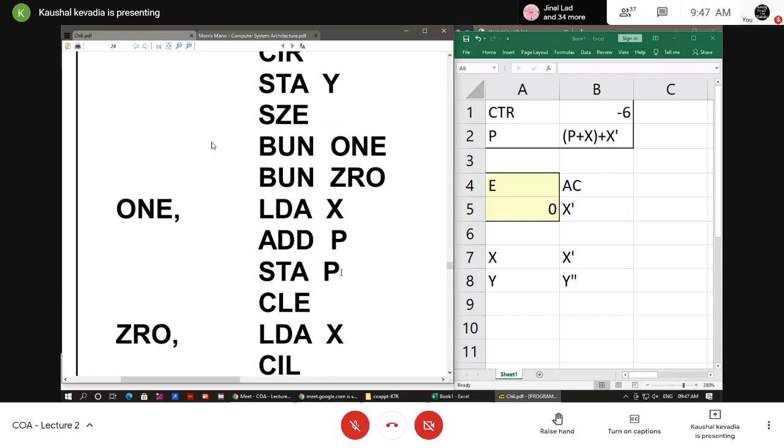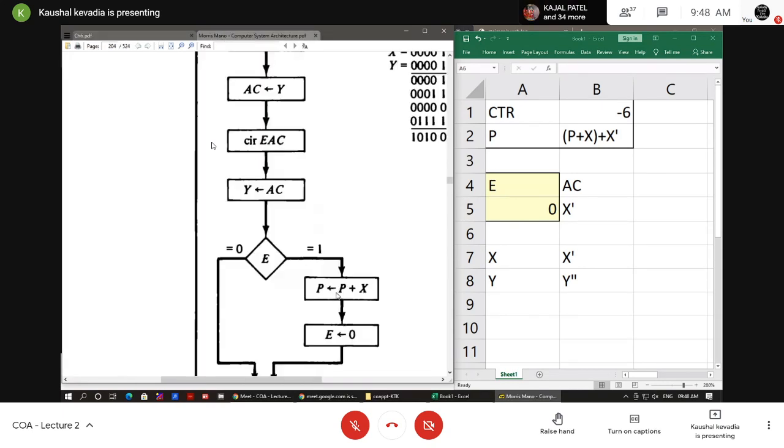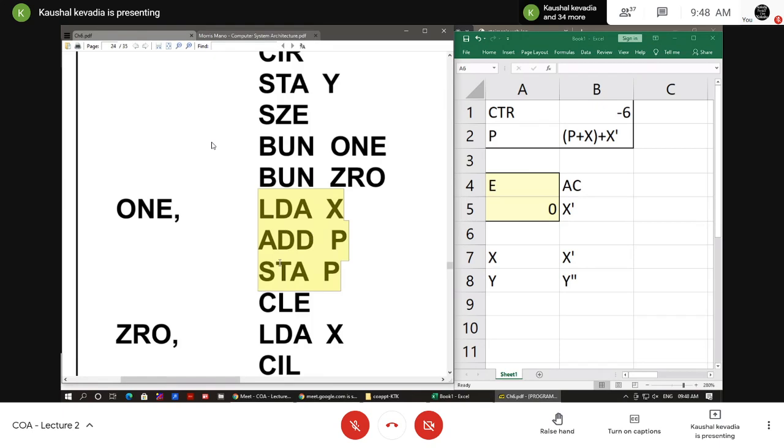ये जो 3 इंस्ट्रक्शन है इससे क्या कंप्लीट होता है, ये 3 इंस्ट्रक्शन से ये कंप्लीट होता है, दैट इज P इज इक्वल टू P प्लस X. ओके, यहाँ पे जो मेंशन किया गया है P इज इक्वल टू P प्लस X, वो किससे इंप्लीमेंट होता है, ये 3 इंस्ट्रक्शन से, लोड X, add P and store P. P इज इक्वल टू P प्लस X. X को पहले एक्यूमुलेटर के अंदर डाला, फिर उसके बाद we do the addition of P into the X.